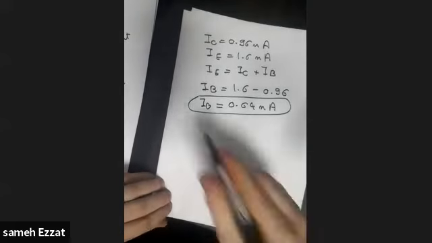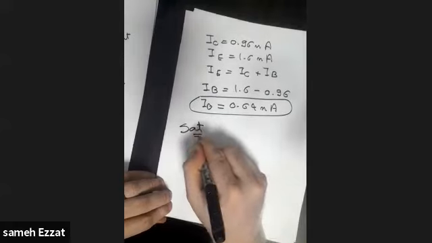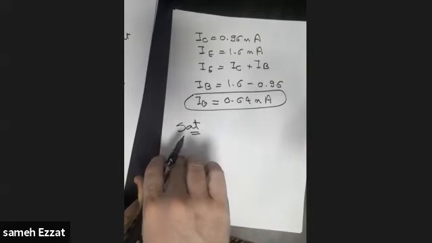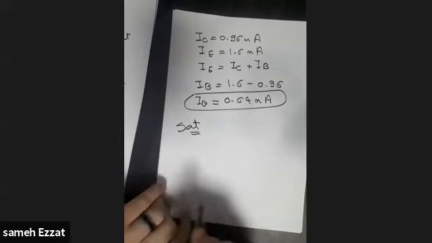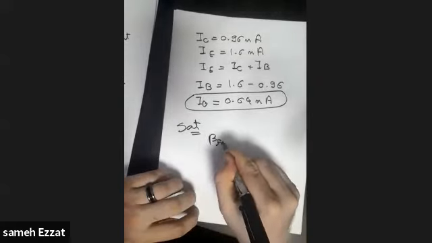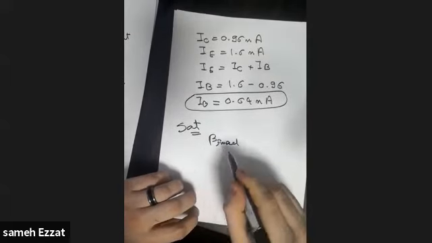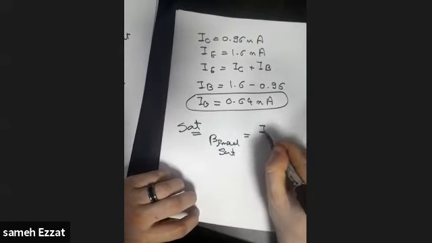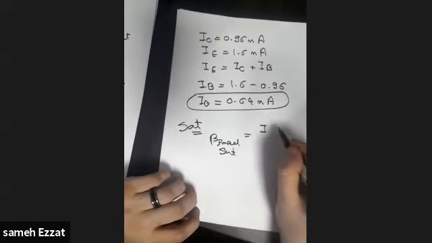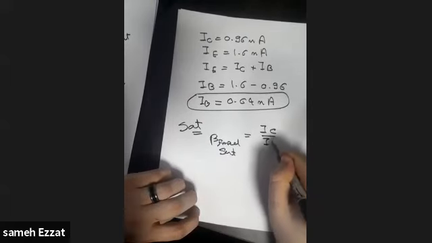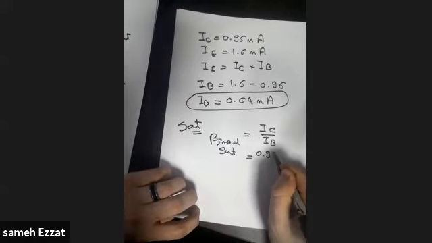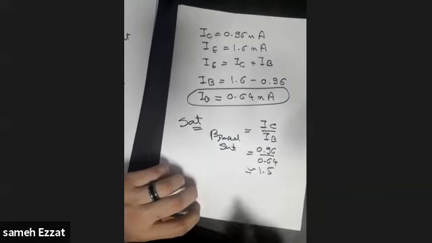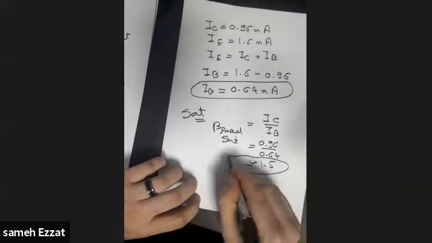So in this saturation again, please remember, this is a saturation case. In this saturation case, we can calculate what's called a beta forced, or sometimes we can call it beta saturation, as you like, which is again IC over IB, which is 0.96 over 0.64, roughly equal to 1.5. So please take care. This is the new beta.